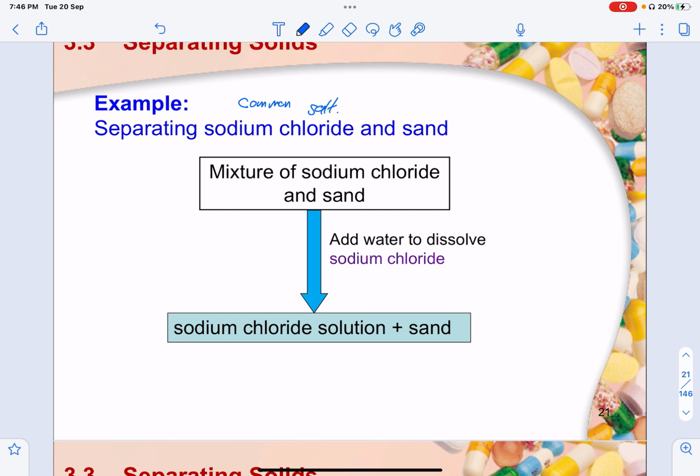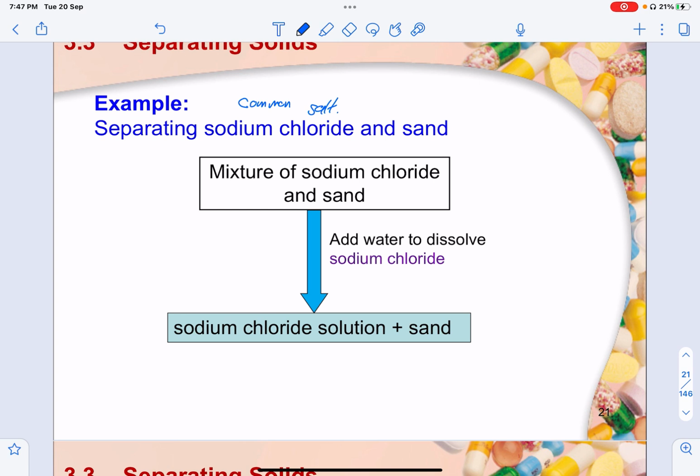Whereas for sand, which is actually silicon dioxide, no matter how much water you add, the sand will not be able to dissolve in water. So if you have these two, how are you able to separate them, as compared to physically picking each of them? Some sand is white in color, so it's harder to separate. So what you do is, first of all, you add water to the mixture to dissolve the sodium chloride.